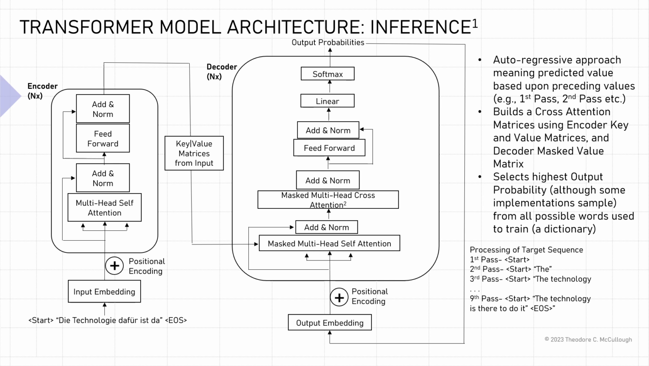And this is done through what's called a cross-attention matrix that uses the key value matrices and decoder masked values to basically infer the next word in a sentence. This next word is selected based upon the highest probability of words, although in some cases sampling is used to select the words. And these words are selected from a dictionary of all possible words used to train the model. We'll explore these concepts in detail in the next slides.